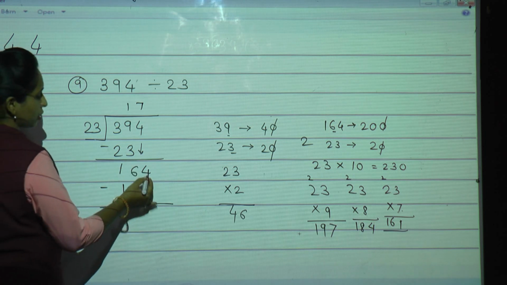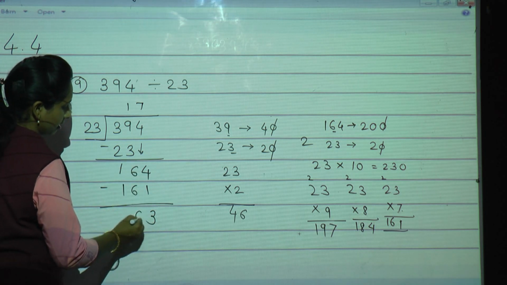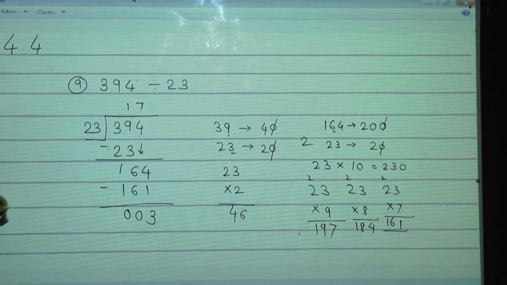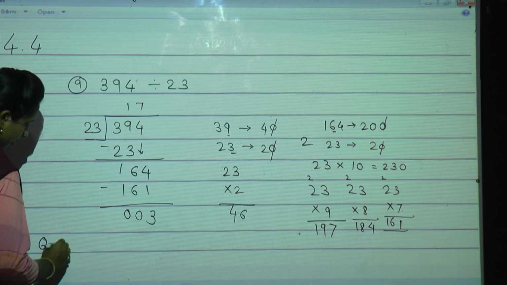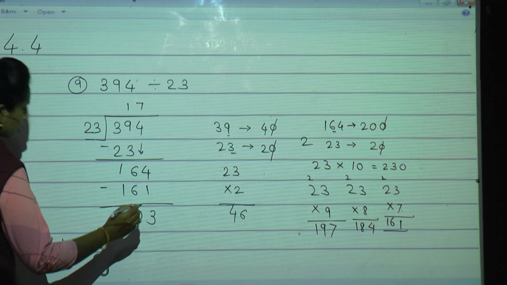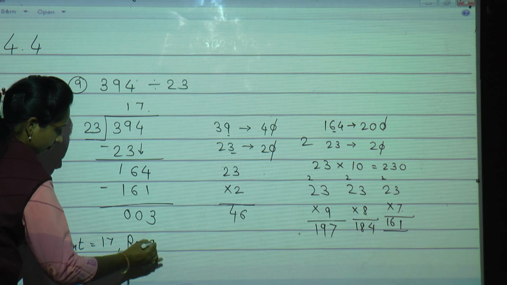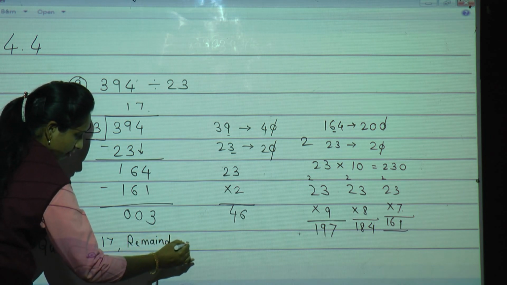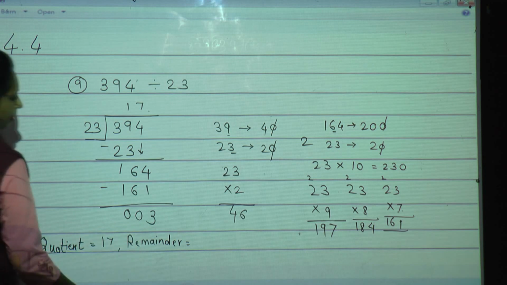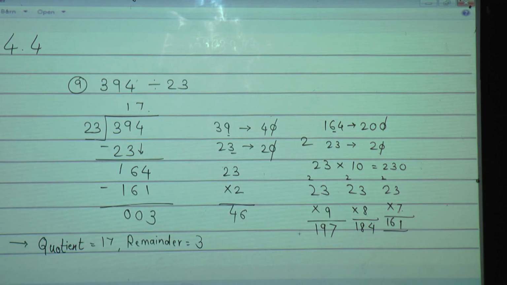Now we will do the subtraction. 4 minus 1 is 3, 6 minus 6 is 0, 1 minus 1 is 0. So what is the answer here? What is the quotient? Write properly. Quotient is equal to 17. And what is the remainder? See, what is remaining? 3, isn't it? Understood? In this way you can solve this sum quickly. Now I will solve one more sum for you.